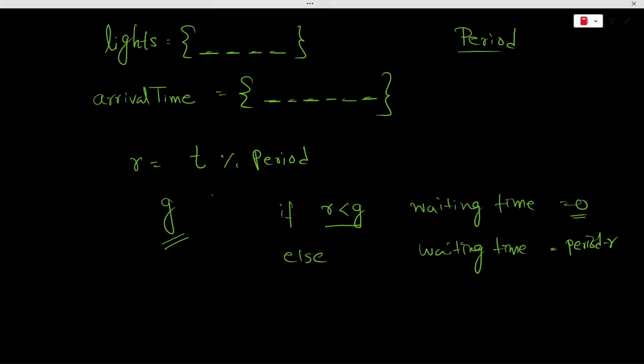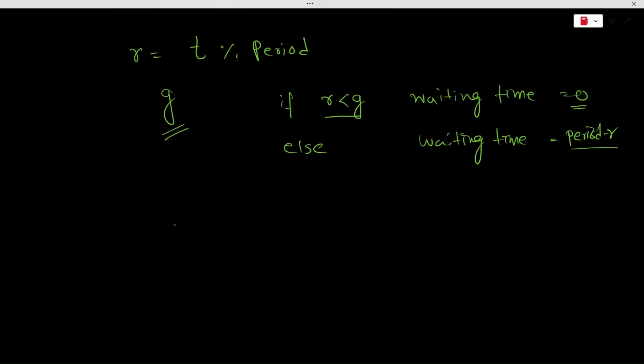So we take the signal light which has the maximum green time, and we will assign all the cars to that signal. So the waiting time will be 0 for those cars which have r less than g, and for those which have r greater than or equal to g, the waiting time will be period minus r. So it is simple. We just check the r for each car.